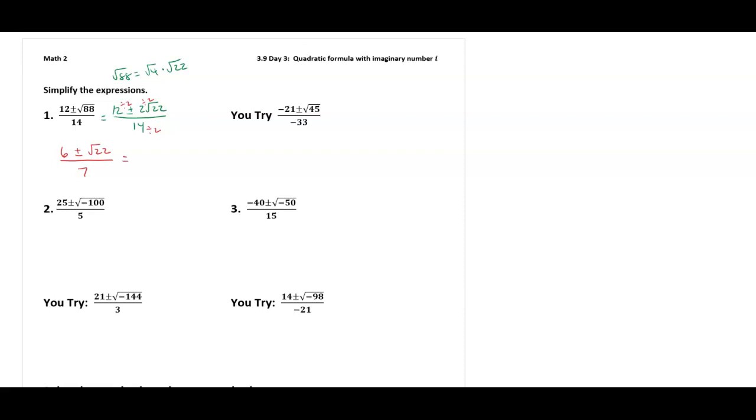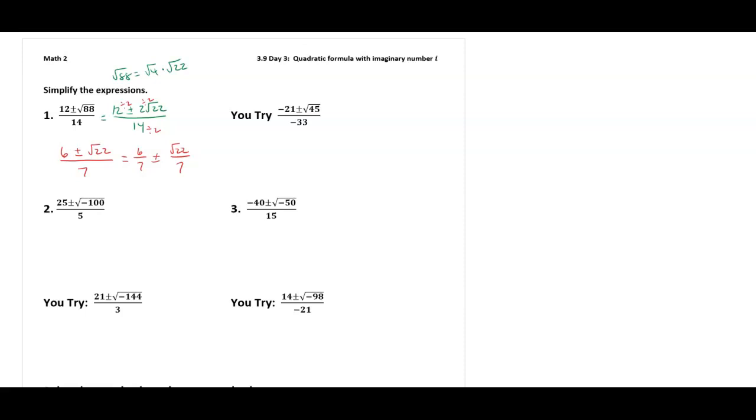This is one way your answer can be written. Another way would be as 6 over 7 plus or minus root 22 over 7. So it's very important to get used to both ways of representing the exact answer. Okay, so try the next problem on your own and then come back and take a look at your work.